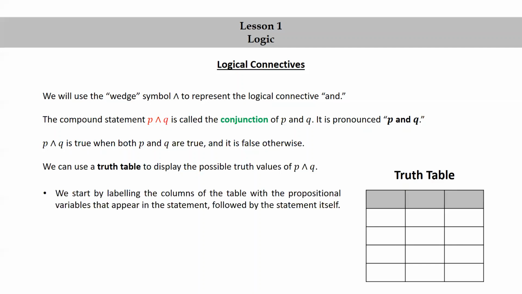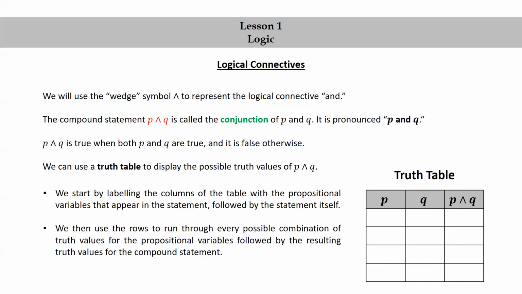We start by labeling the columns of the table with the propositional variables that appear in the statement, followed by the statement itself. So we have P, Q, and P and Q. We then use the rows to run through every possible combination of truth values for the propositional variables, followed by the resulting truth values for the compound statement.